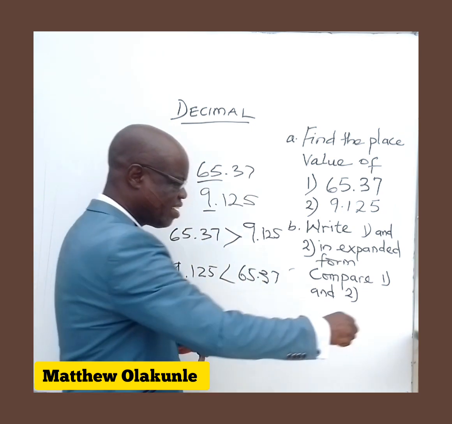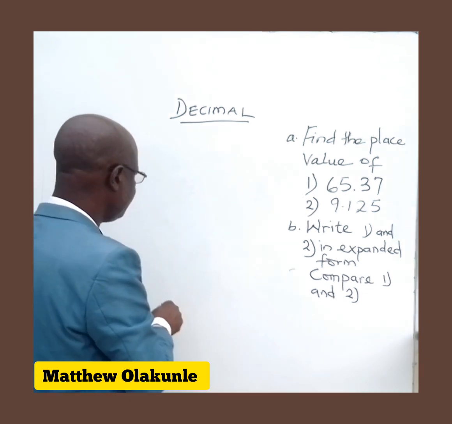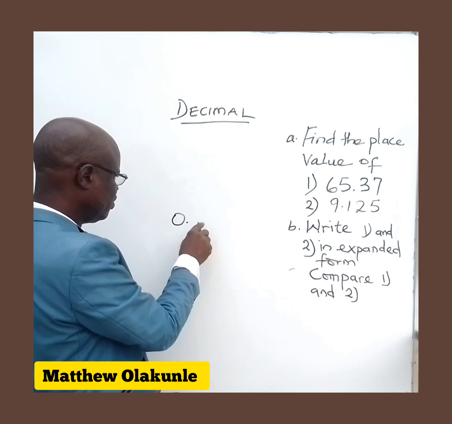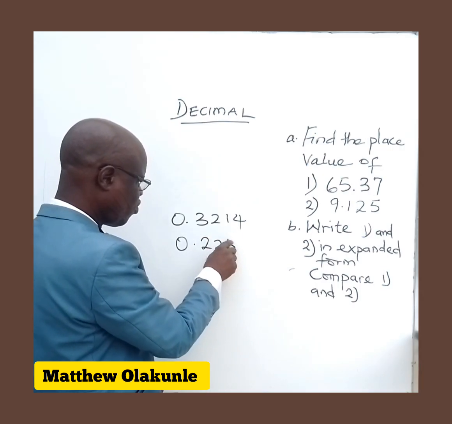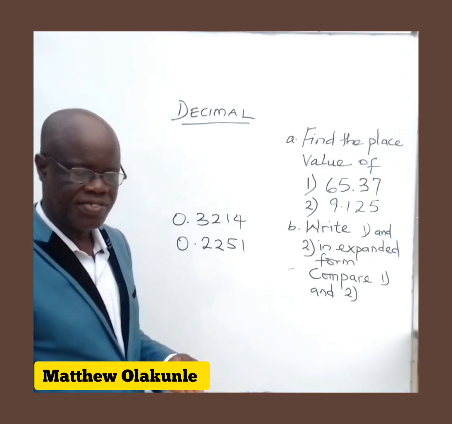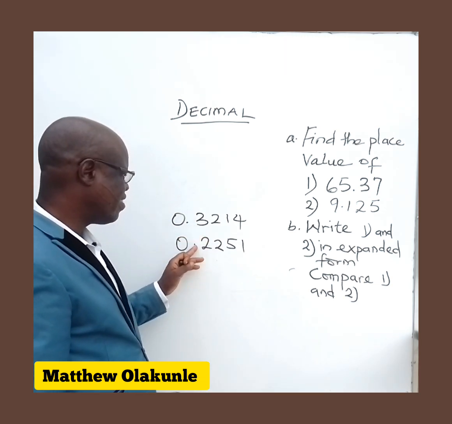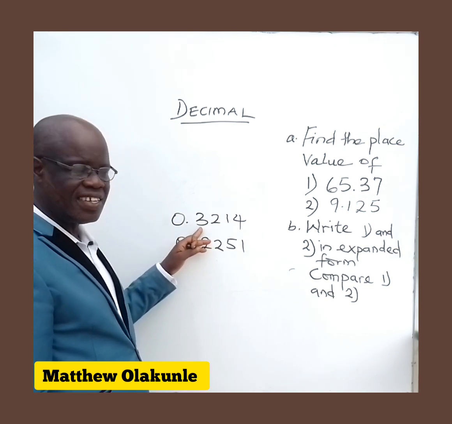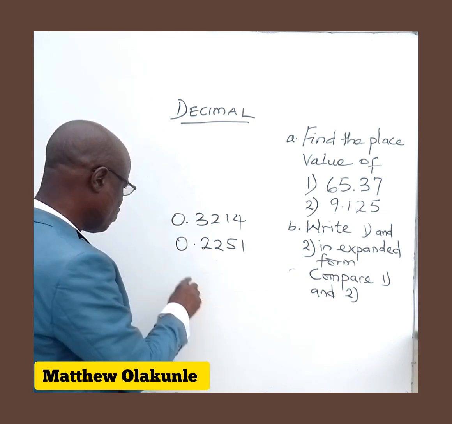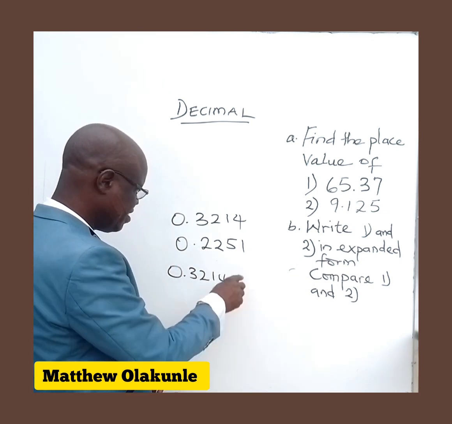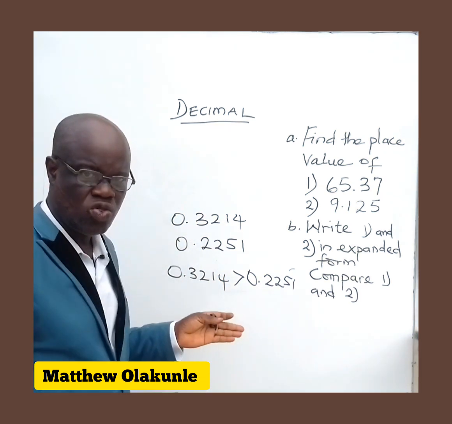But now, let's see, in case we have 0.3214 and 0.2251, how do we know which one is the biggest? In this case, the whole number is the same. So you compare the first one here and the first one here, the tenth. If you look at it, the tenth here is greater than the tenth there. You have 3 here, and then you have 2 here. So therefore, you will say that this one is greater than this. So you are right to say 0.3214 is greater than 0.2251. So this one seems also easy.